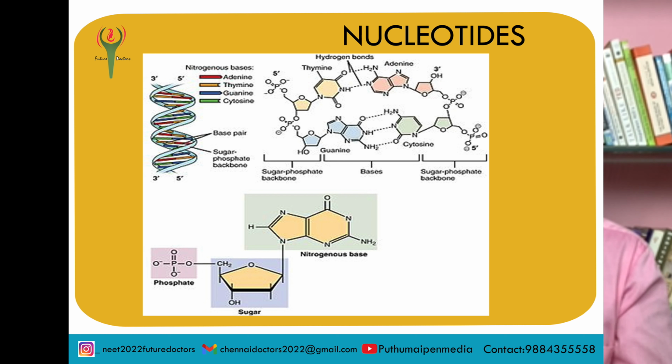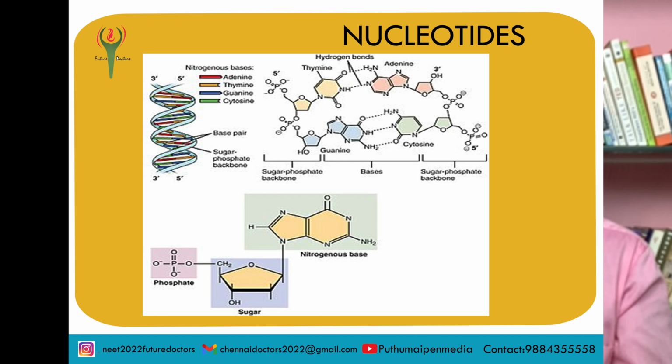Phosphoric acid, phosphate group. It is composed of phosphoric acid. A nucleotide may have 1, 2 or 3 phosphate groups. It gives acidic nature to the nucleotide.